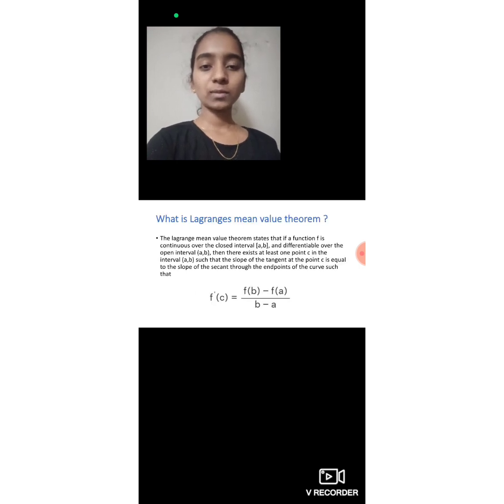What is Lagrange's mean value theorem? It states that if a function f is continuous in the closed interval [a, b] and differentiable in the open interval (a, b), then there exists at least one point c in the interval (a, b) such that the slope of the tangent at point c is equal to the slope of the secant through the endpoints of the curve, such that f'(c) = (f(b) - f(a)) / (b - a).